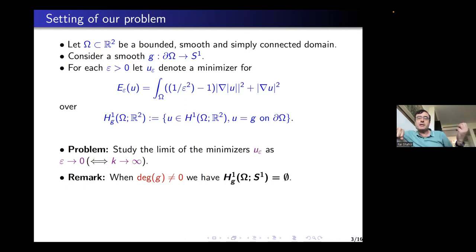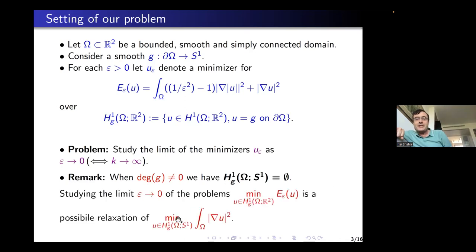This means that if you want to consider nevertheless the problem of the minimum of the energy of S1-valued maps satisfying the boundary condition G, you cannot, because the minimum is infinity, but you can relax the problem. And one can say that this is one way to relax the problem, because you see what we expect when epsilon goes to zero. We penalize the gradient of the modulus of U, so somehow we force the modulus of U to be constant. Now, we don't see why constant one?